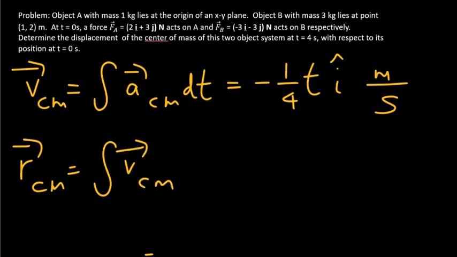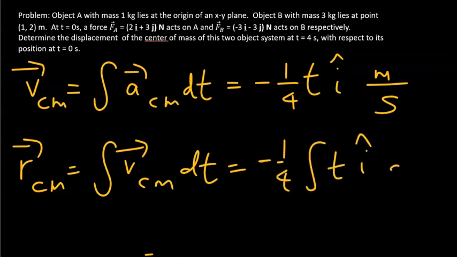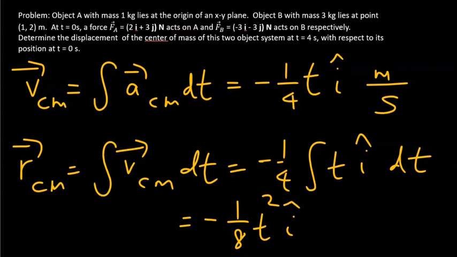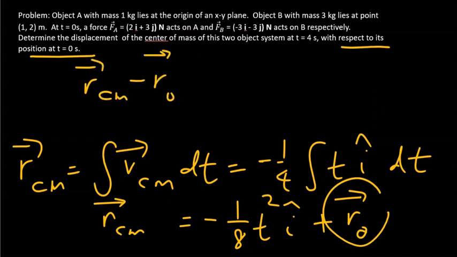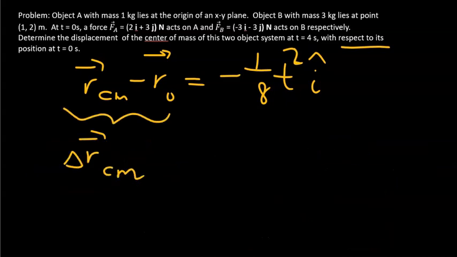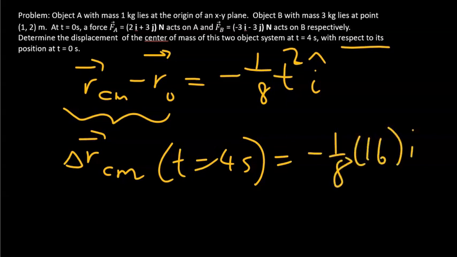Now position vector, because if you want to find displacement you need position vector. So position vector equals the integral of velocity, and we know if you integrate t i hat with respect to t, the answer is minus 1 over 8 t squared i hat plus the position vector at t equals 0 seconds. Now what we are interested in is the displacement. Displacement of the center of mass with respect to its position at t equals 0, namely that. So all you need to do is to take the difference in the position vectors, and that's going to give you minus 1 over 8 t squared i hat. So the displacement at t equals 4 seconds is minus 1 over 8 times 4 squared, which is 16, i hat meters, or minus 2 i hat meters.